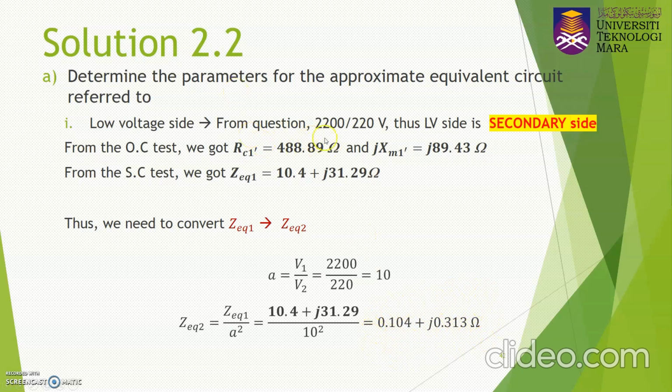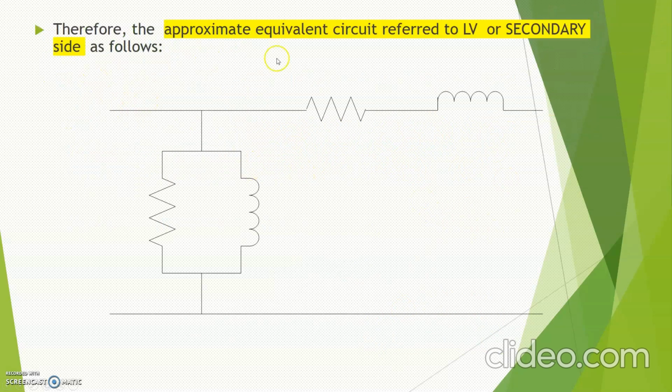So this is the RC referred to the secondary side, and this is the XM referred to the secondary side. Once you get all these values, then only you can draw the equivalent circuit. So this is the equivalent circuit referred to the secondary side, where the value of V1 referred to the secondary side is equal to V1 divided by A. In this case, V1 prime is equal to 220 volt.